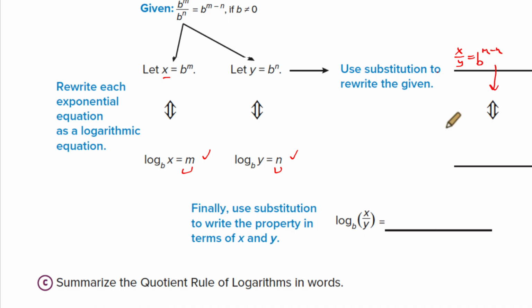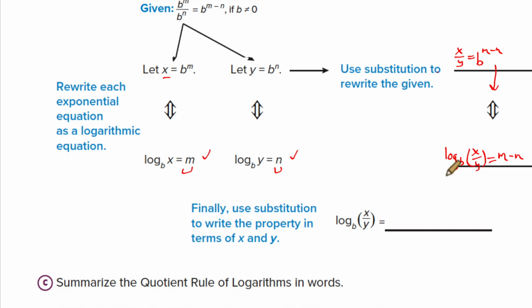So the base is b. So we're going to have log base b. Okay, what's the exponent here? m minus n. Okay, that's the exponent. And then the argument would be x over y. See how this is very similar to the other one? And now finally we're going to use substitution. Forgot my equal sign. We're going to take the m and plug in what it's equal to. We're going to take the n and plug in what it's equal to.